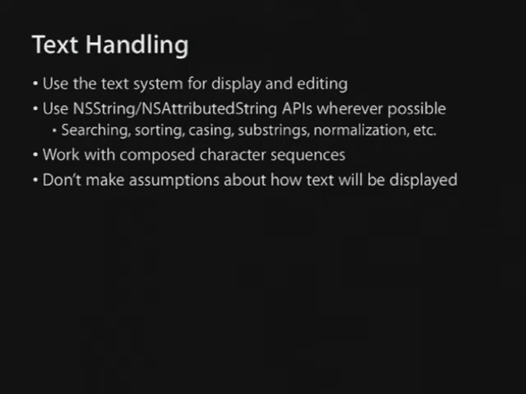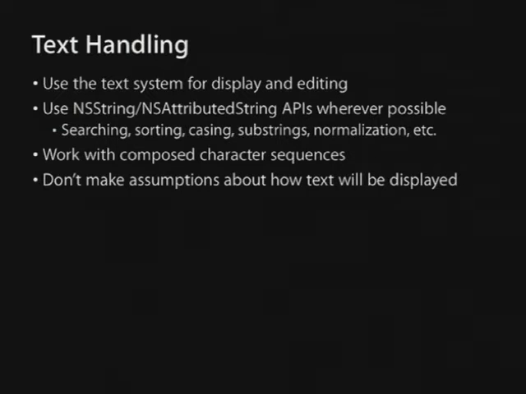You should not just use NSString and NSAttributedString classes, but you should make sure you use their APIs for things like searching, sorting, casing, substrings, and so forth. You don't want to be in a position where you're trying to go through a string character by character. For Unicode, that doesn't even work generally, because in Unicode, a particular visible character may be made up of many characters in the string. There might be, for example, a base letter and its accents as separate characters.